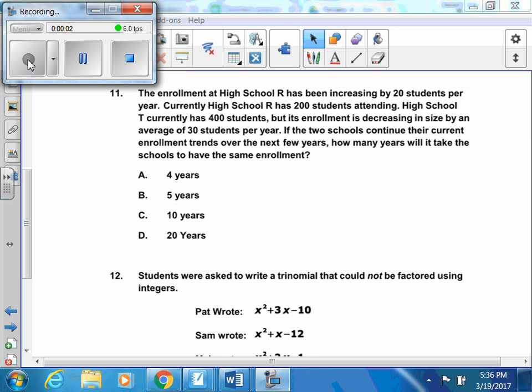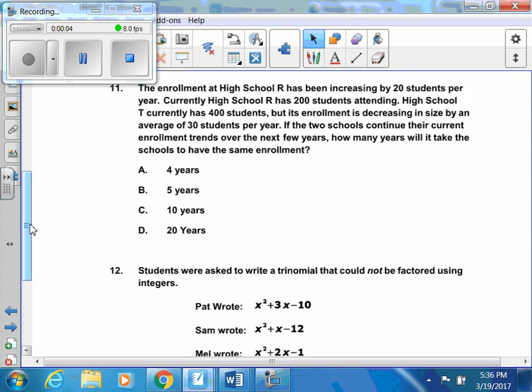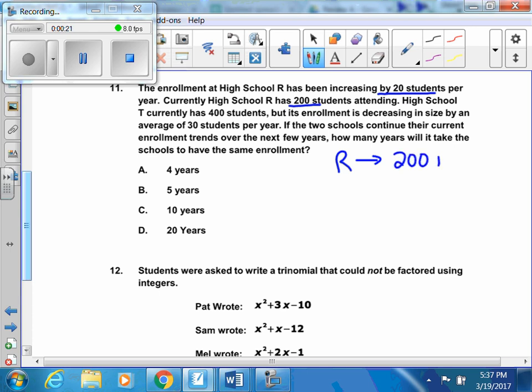All right, so high school R, we are increasing by 20 students per year. And we currently have 200 students. So for R, maybe the equation that would represent that would be 200 students plus 20 every year. And we'll call X the number of years.